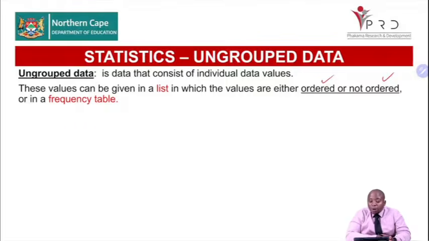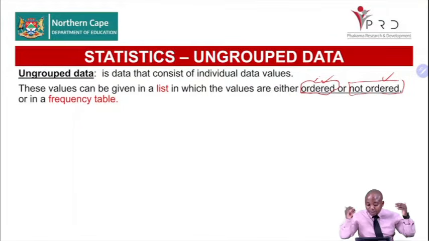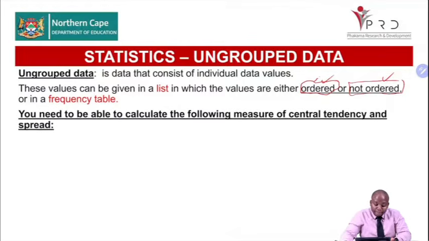When we are looking at an ordered set, we are looking at data values that are arranged in ascending order. Then when we are looking at data sets that are not ordered, we are looking at data values that are arranged in descending order or in any order for that matter. So it doesn't have to be descending order necessarily. It can just be data values that are not arranged in any order, or these data values are found in a frequency table.